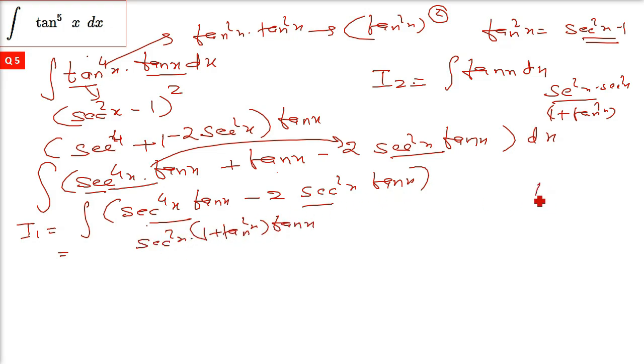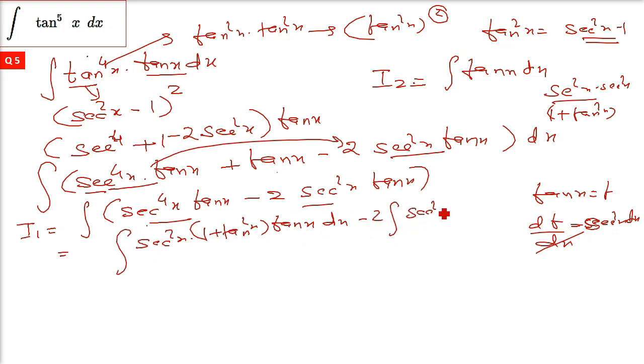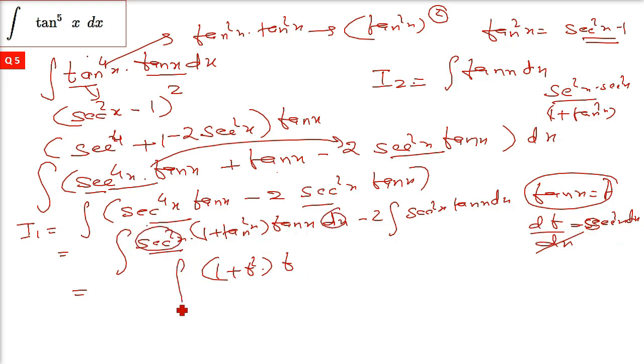In the second term also, we can just take tan x as t. So first and second term of the I1, t equals tan x, dt will be equal to sec square x dx. And we see that in this I1, both the terms have sec square x dx already in it. So integration of this term with the second term, minus 2 sec square x tan x dx. So when we put t equals tan x, this will be 1 plus t square, tan x will be t, sec square x dx will be dt. So integration of 1 plus t square into t dt minus 2 sec square x tan x dx. Tan x is t, sec square x into dx will be t dt.